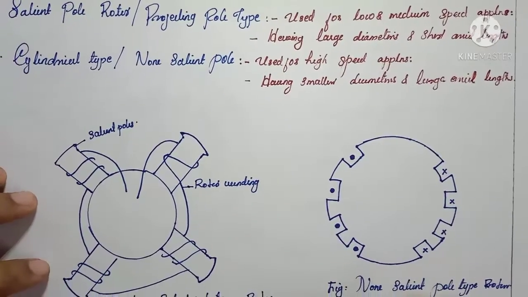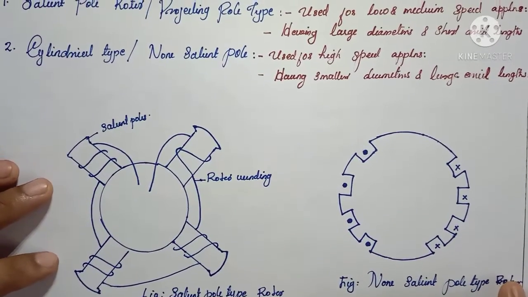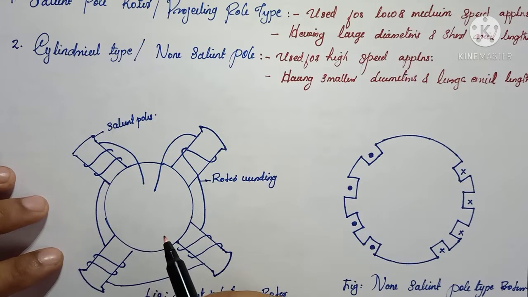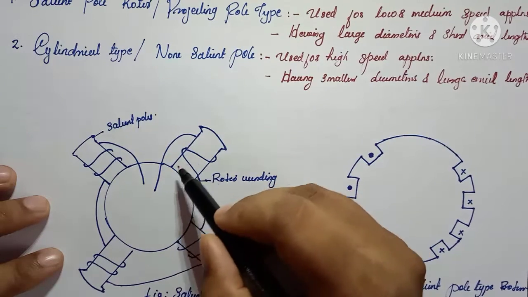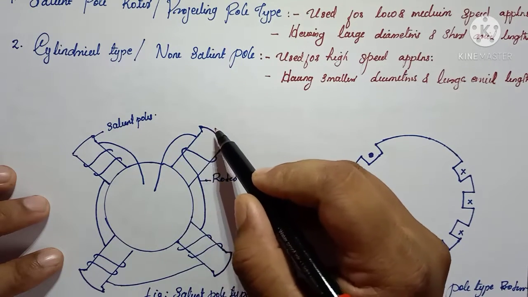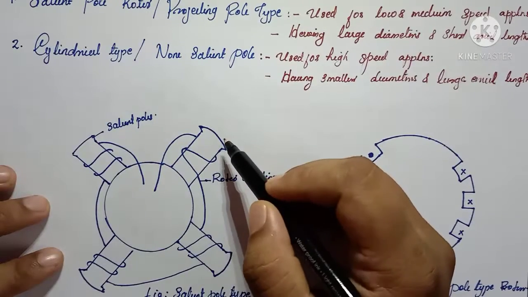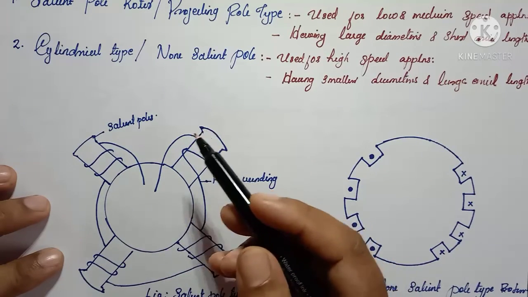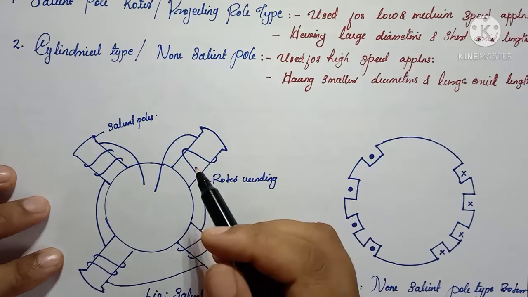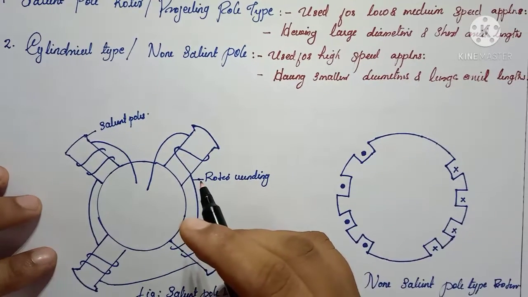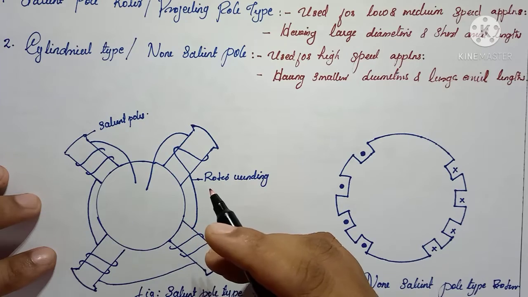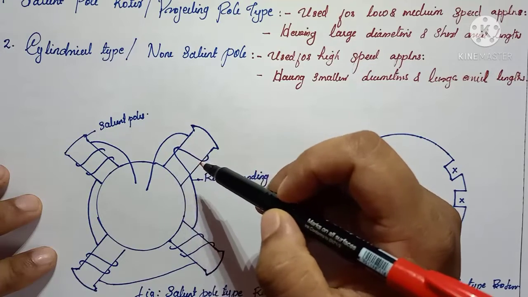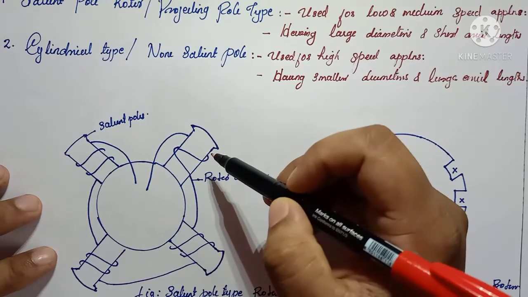In this figure, the first picture indicates the salient pole type or projecting pole type. You can see the end portion of the rotor projecting outside. Here you can see a 4-pole machine, and the end regions are projecting outwards. They are mainly used for low or medium speed applications because they have a large diameter and short axial length.